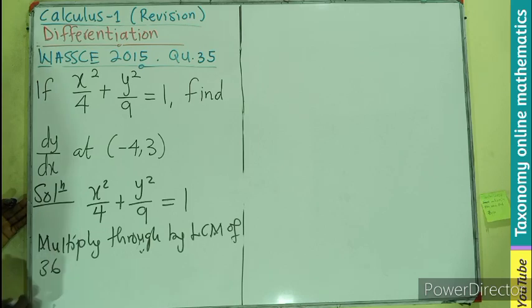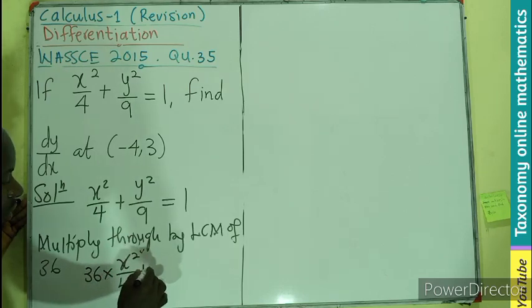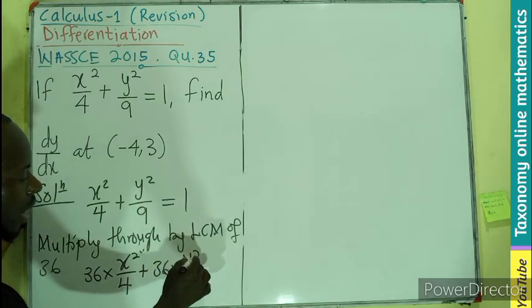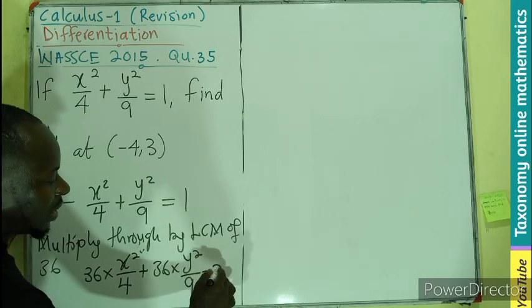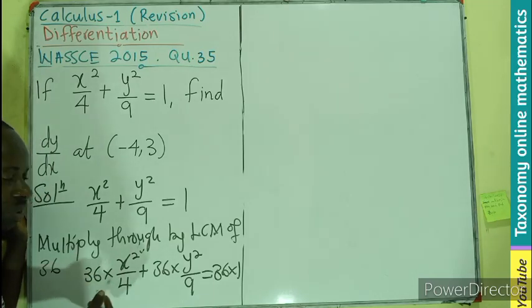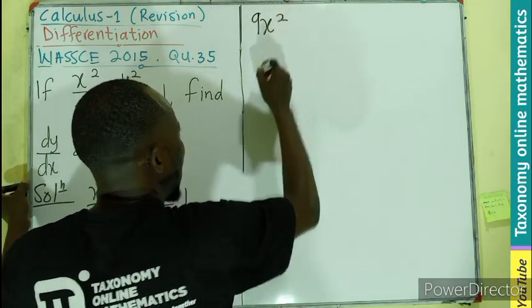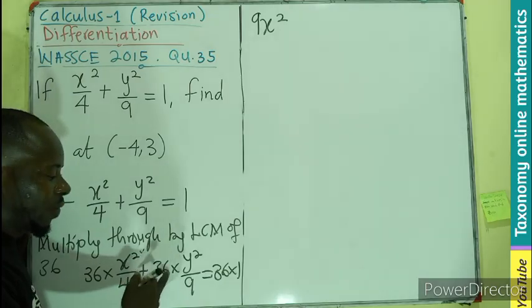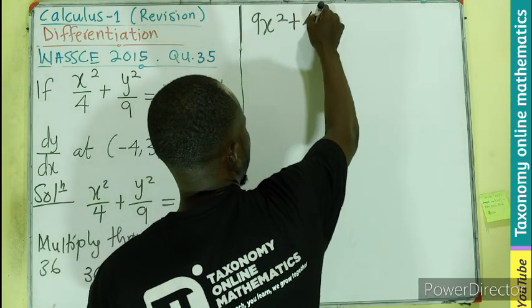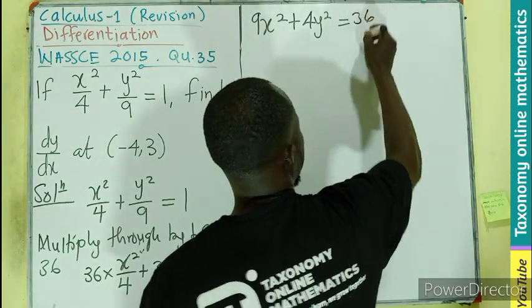In the case of this, you'll be having 36 times x squared divided by 4, 36 times y squared divided by 9, 36 times 1. The aim of the multiplication is to reduce the fractions. So we know 4 will go into 36 9 times, and the 9 will multiply the x squared, so 9x squared. 9 also divides 36 4 times, multiplying the 4 and the y squared. That will be 36 times 1, 36.